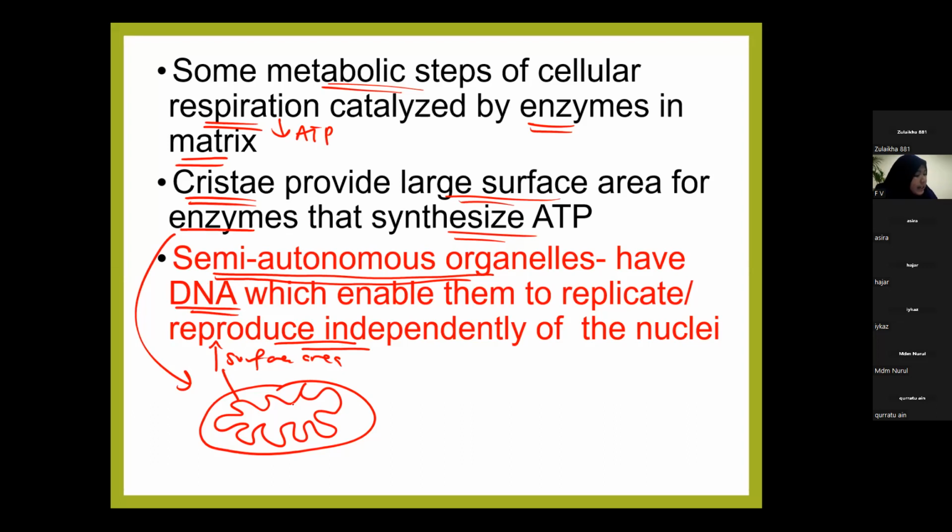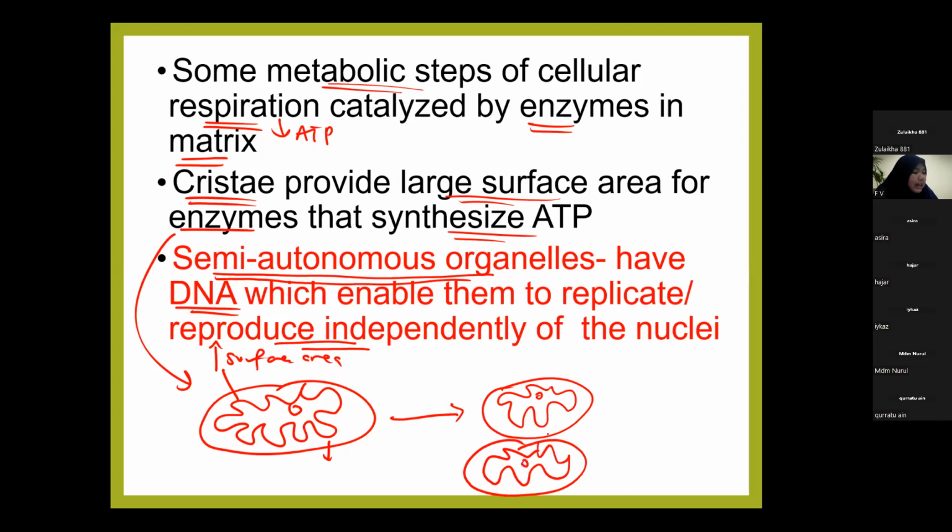Kan, mitokondria ada DNA sendiri. So, bila dia ada DNA sendiri, maka dia boleh duplicate sendiri. So, maksudnya dia boleh daripada satu mitokondria, dia boleh jadi 2 mitokondria. Alright, so maksudnya dia boleh membahagi sendiri ataupun dia boleh replicate themselves sendiri kerana dia ada own DNA. So semi-autonomous organelle means they have organelle that have DNA which enable them to replicate or to reproduce independently of the nucleus. Okay, dia boleh membahagi sendiri. Alright, so that is meant by semi-autonomous organelle.